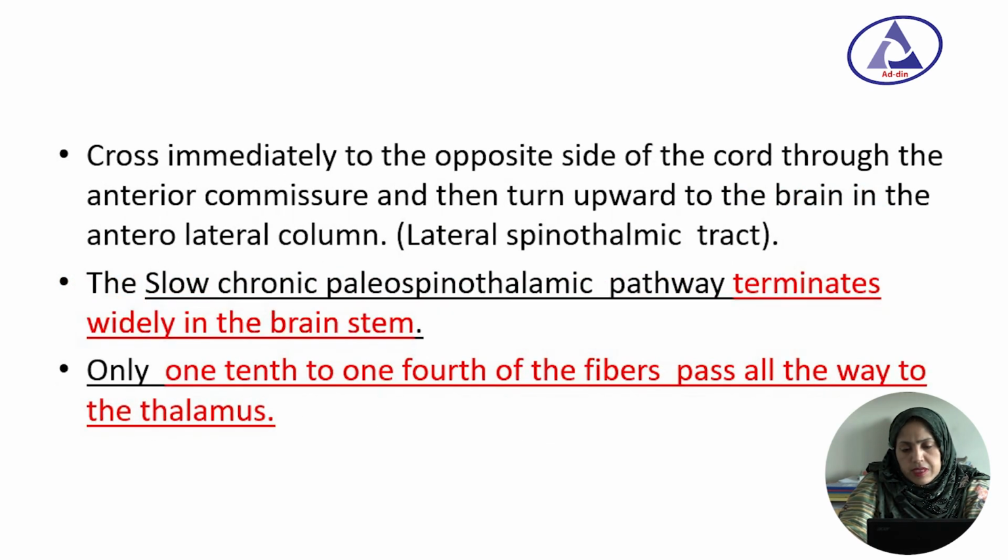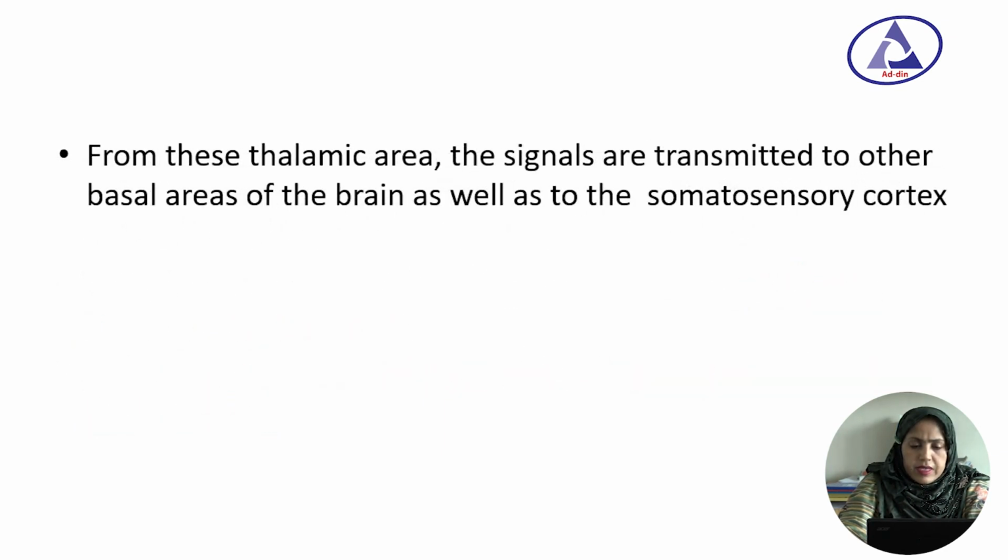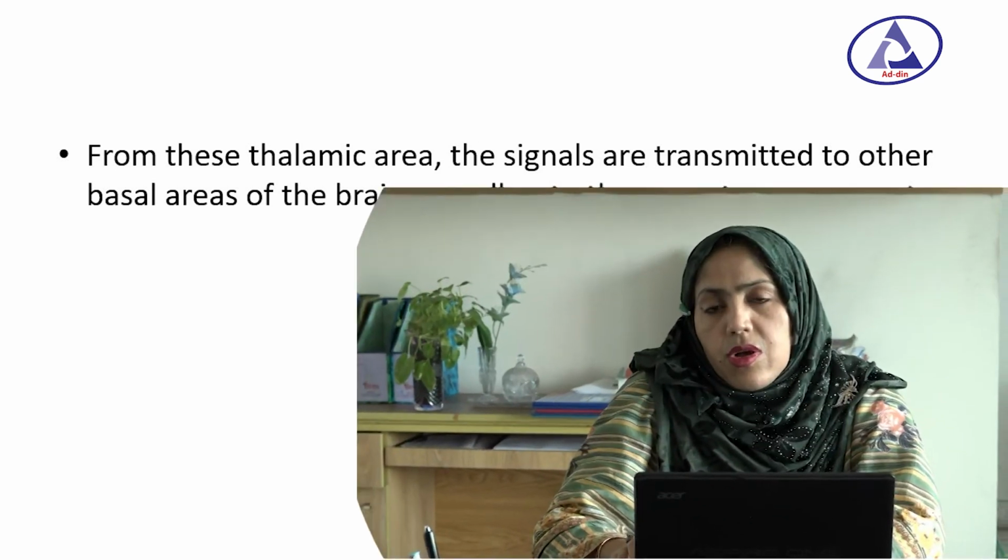Then they go immediately to the opposite side of the cord through the anterior commissure and then enter the anterolateral horn and lateral spinothalamic tract. The slow chronic paleospinothalamic pathway terminates widely in the brain stem, but only one tenth to one fourth of the fibers pass all the way to the thalamus. And from this thalamic area, these signals are transmitted to the other basal areas of the brain as well as to the somatosensory cortex.